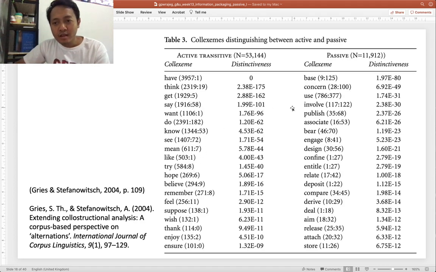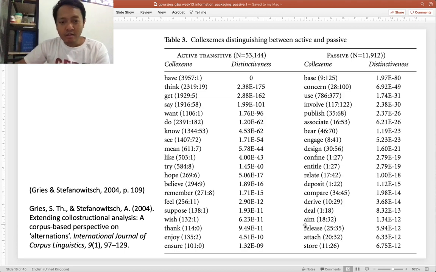And these are typical verbs that are more distinctive for the passive, like base, as in this study was based on, and so on. He was concerned with his son. This is used as, and so on. So these are examples of what lexical restriction in active and passive means.